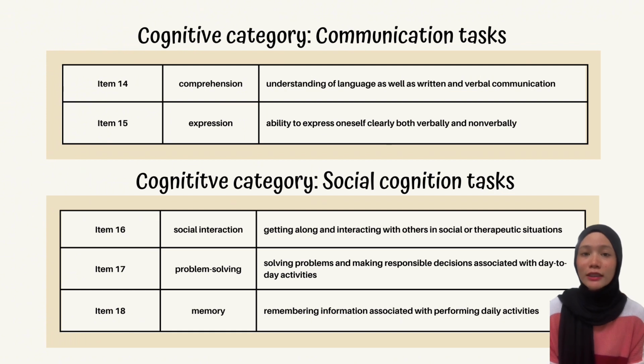Here is the cognitive category. The communication task has 2 items. Item 14, comprehension, is the understanding of language as well as written and verbal communication. Item 15, expression, is the ability to express oneself clearly both verbally and non-verbally. The social cognition task has 3 items. Item 16, social interaction, is getting along and interacting with others. Item 17, problem solving and making responsible decisions associated with activities. Lastly, item 18, memory, is remembering information associated with performing activities.